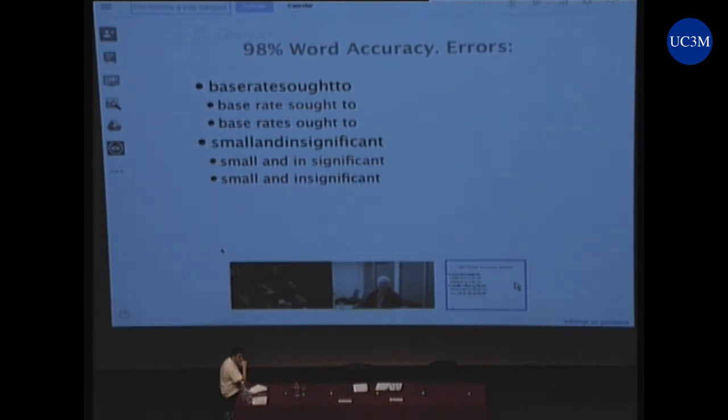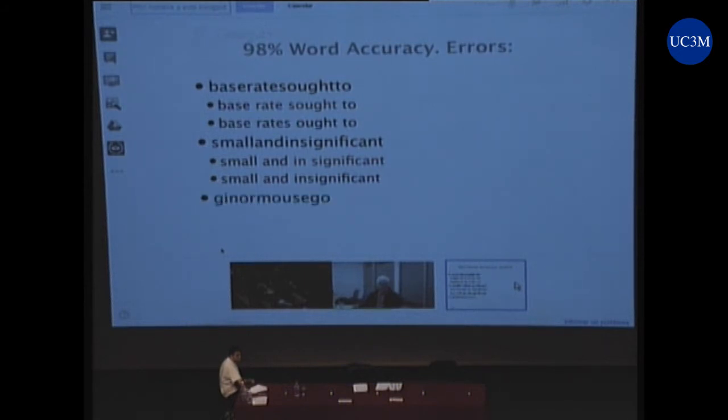And here's a case where the simplifications I made in my model came back to give me an error. In my model, all the words are independent of each other. So I'm looking for how common is the word small, how common is the word in, how common is the word significant. And what my model doesn't know is that the word insignificant goes better with the word small, and the word significant does not go as well. So if I had a more sophisticated model that looked not at each word individually, but looked at the neighboring words, then I could have gotten this one right.